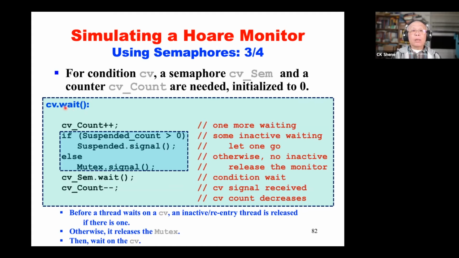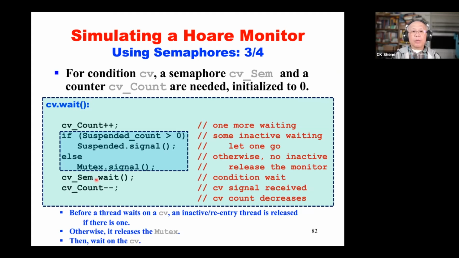So this thread calls CV.wait, it must wait. So add 1 to the condition count. And before it waits here, it checks to see, are there any inactive ones? If there are, release 1. The released one would get the baton. If there are no inactive ones, then I simply release the baton for the next one to come in, then block myself.